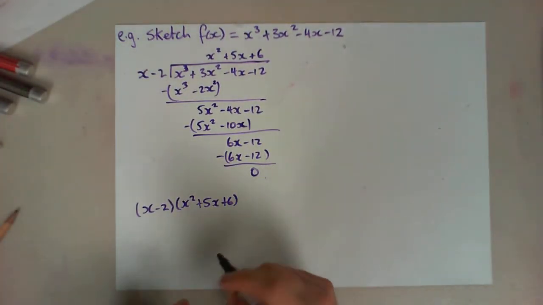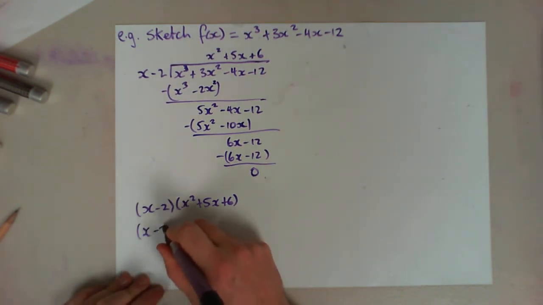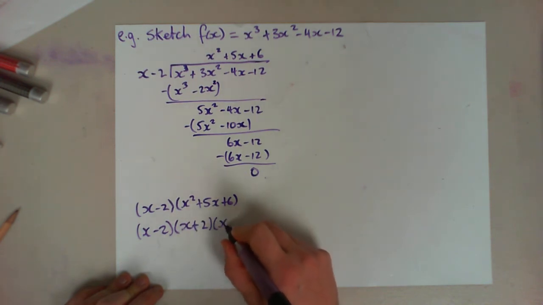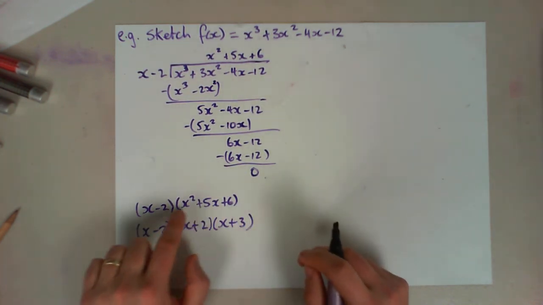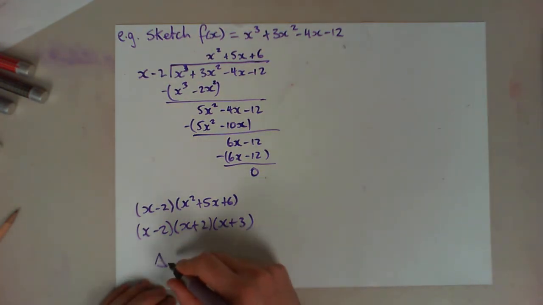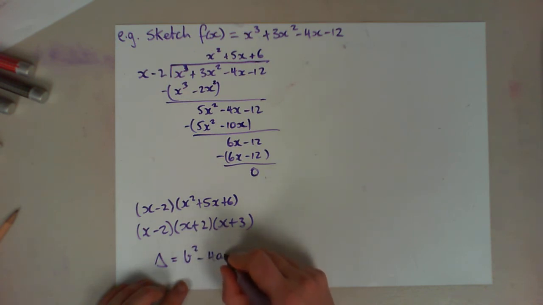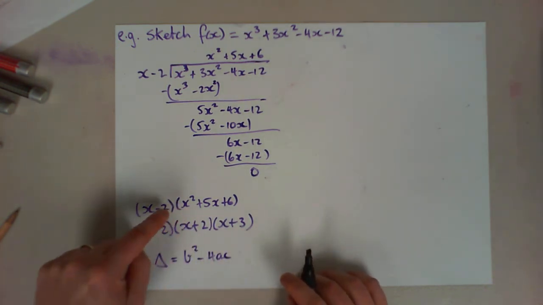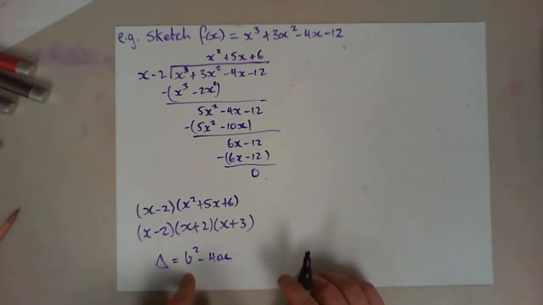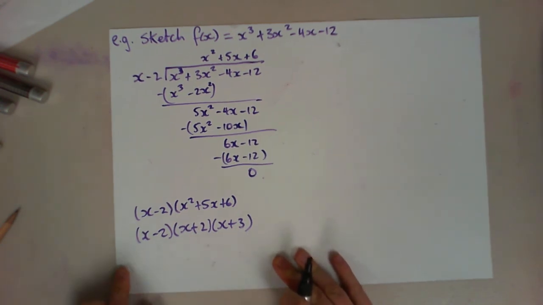This one we can see that we can actually quite easily do it and say that we've got x take 2, x plus 2, and x plus 3. This factorizes quite easily. If you weren't sure though, you could do our discriminant, which is our b squared minus 4ac, just using our values for a, b, and c from here. And that would have shown that that was a positive number. Hence we could factorize it and get trivial solutions.